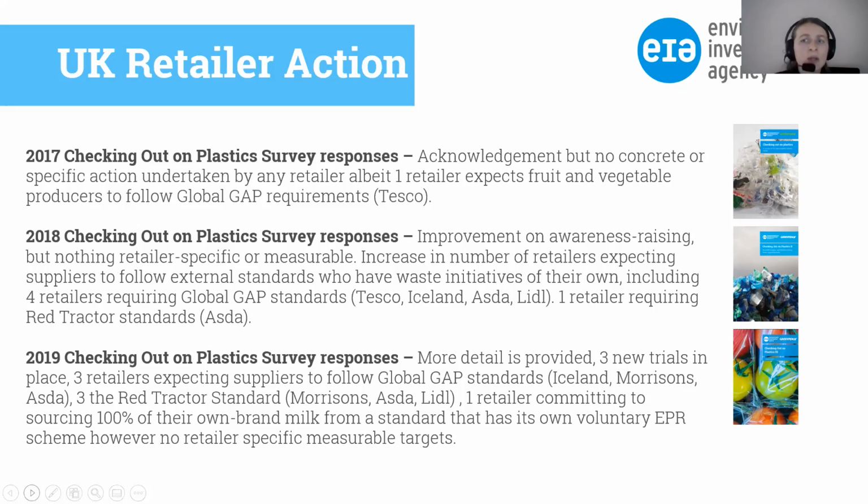So in 2019, we had three retailers requiring suppliers to follow Global GAP standards, three requiring Red Tractor standards, one commitment to sourcing 100% of own brand milk from a supplier that had its own voluntary EPR scheme, and one retailer committed to increasing the number of LEAF certified farms, that's Linking Environment and Farming certified farms. So over the course of these three surveys, we've seen an improvement in awareness and action, but collective, measurable and time-bound retailer-specific targets are to follow.